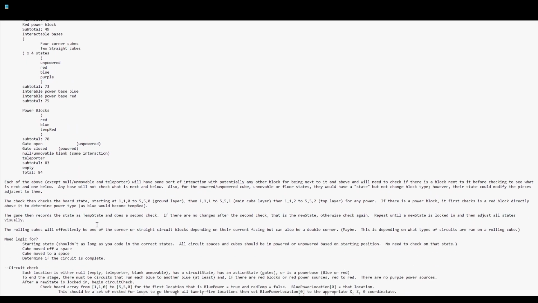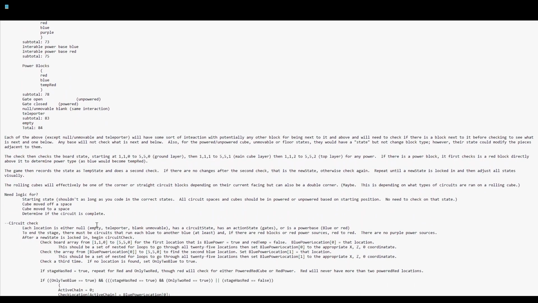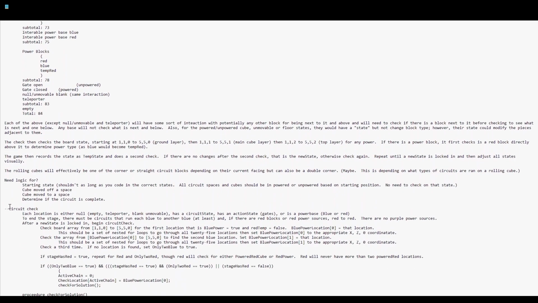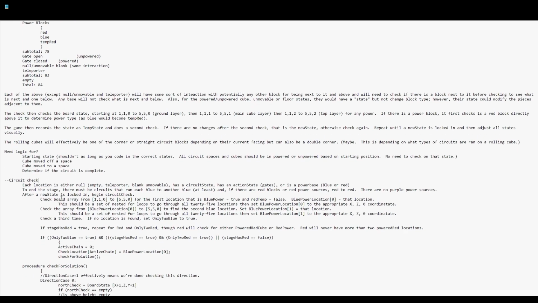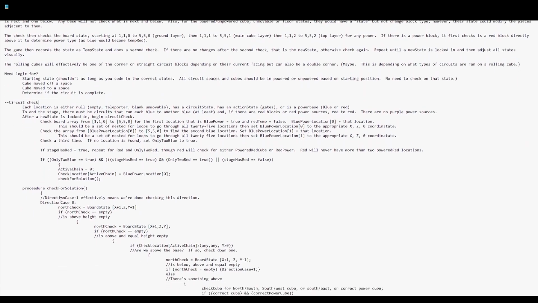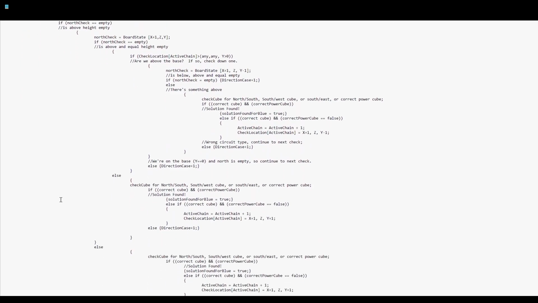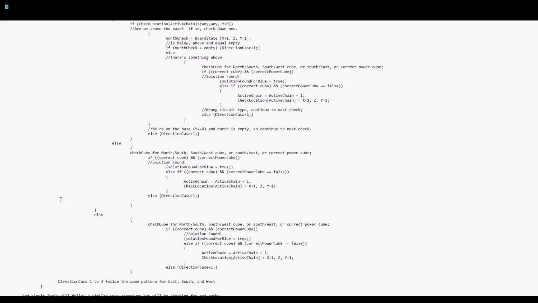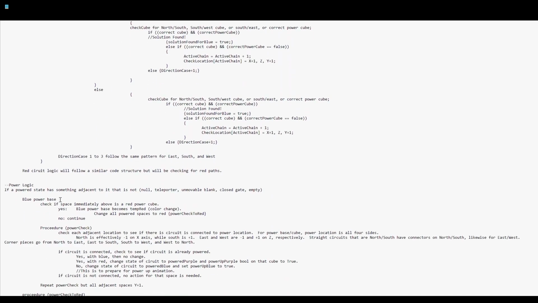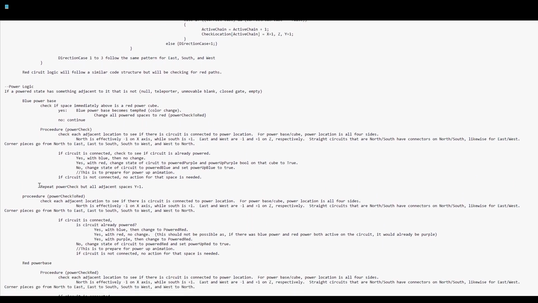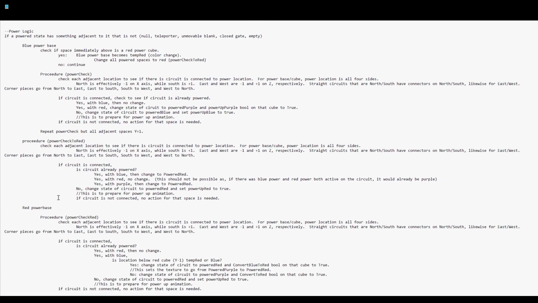This basically explains, hey, what do I need for the logic? Then it goes into what is going to be a circuit check procedure. This is basically the win con. You have to complete the circuits to finish the stage, and this is how it's trying to determine if the circuit itself is solved. That being said, this is most of the logic therein.